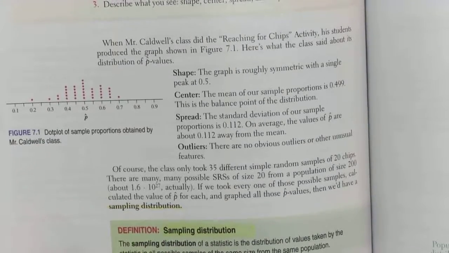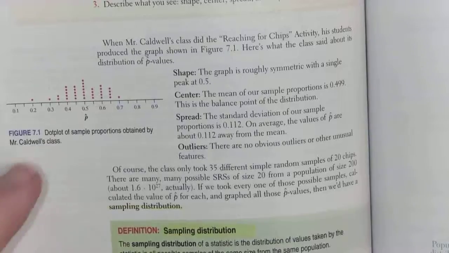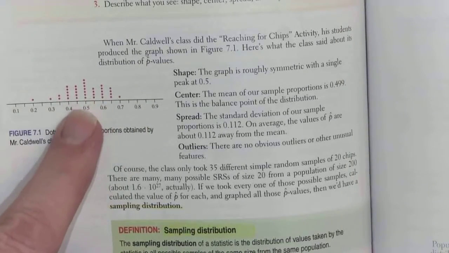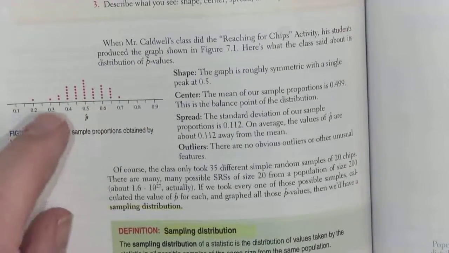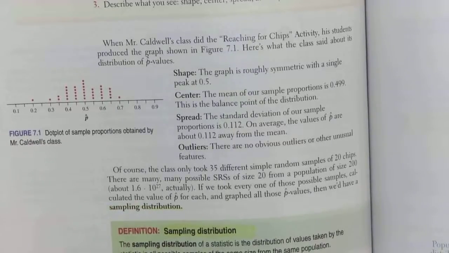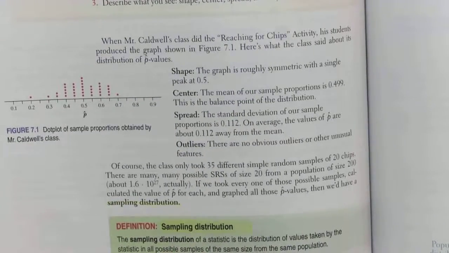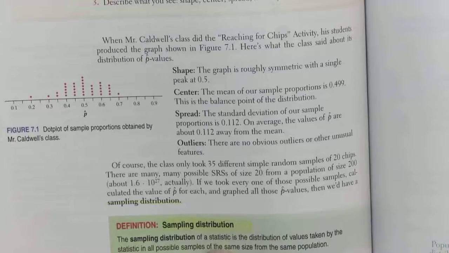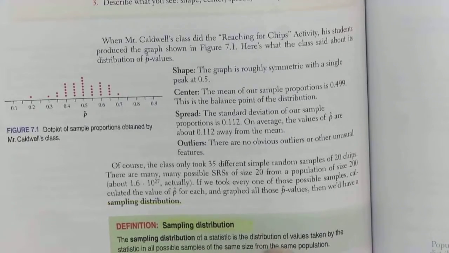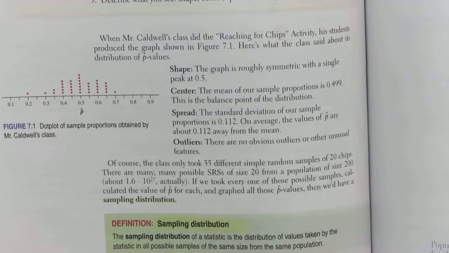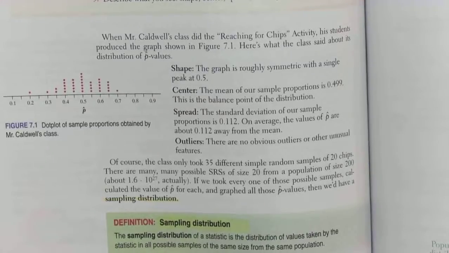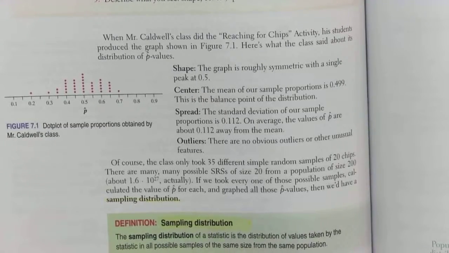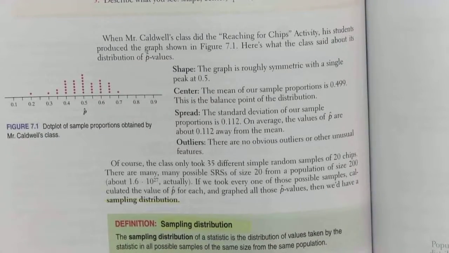But if we could get all of them, and we would put them on a dot plot, that would be what's called a sampling distribution, meaning we took all possible samples. So let's read this. Sampling distribution of a statistic is the distribution of values taken by the statistic in all possible samples of the same size from the same population.